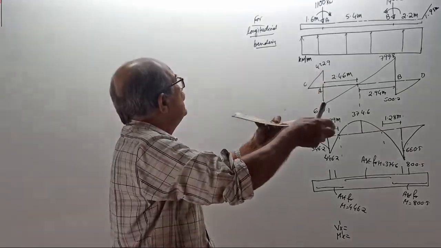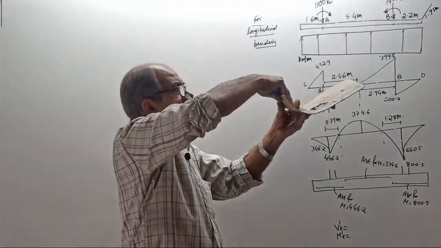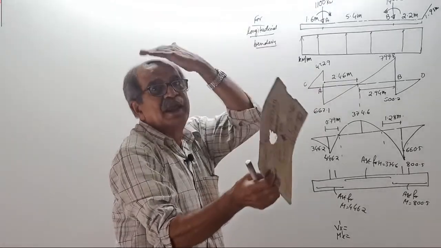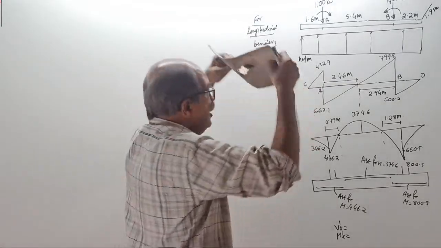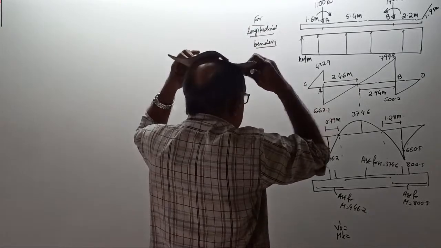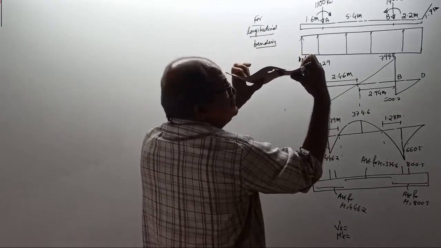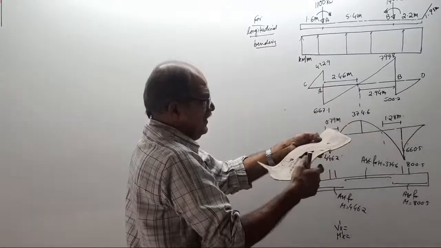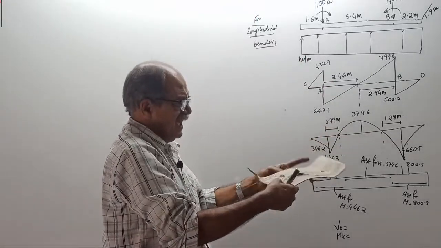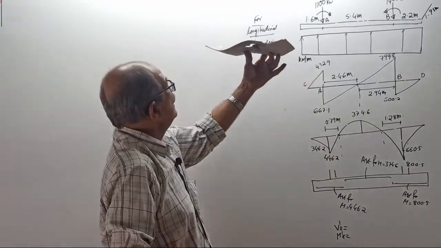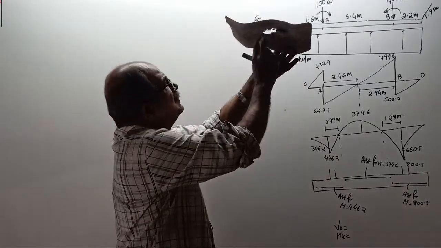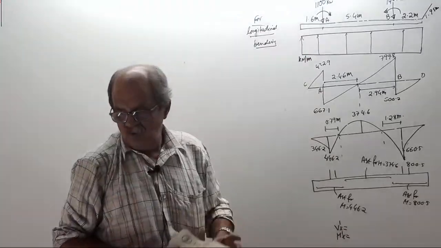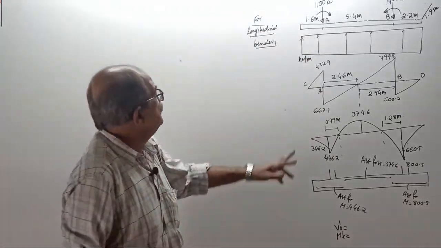What will happen? See, this will sag due to pressure. Center will hog. I will use my head only now. See, center will hog. I will put the bending here, see this way. Sag, sag, and hog. See, this is the bending. This is lengthwise bending.